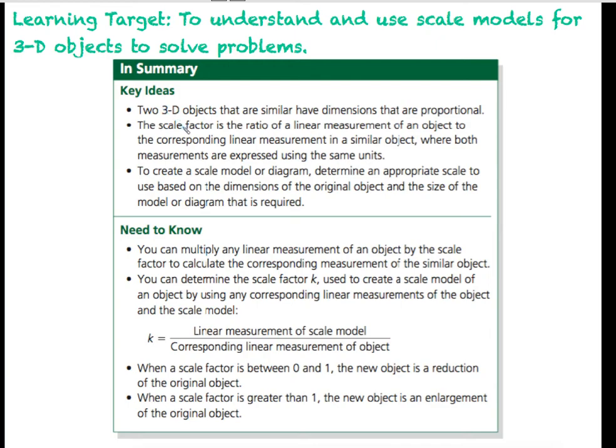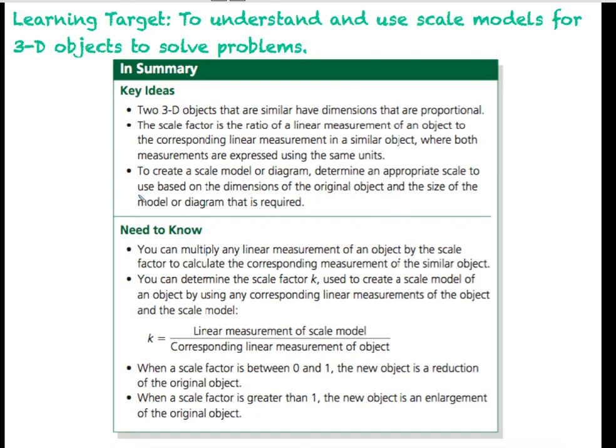So the key ideas that you need are that two similar 3D objects have dimensions that are proportional. The scale factor is a ratio of the linear measurement of an object to the corresponding linear measurement of a similar object, where both measurements are expressed using the same units. That's really just saying that, hey, once you can figure out the proportion, you can figure out your scale ratio. To create a scale model or diagram, determine the appropriate scale based on the dimensions of the original object and the size of the model or diagram that's required.